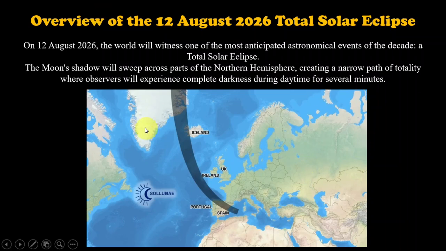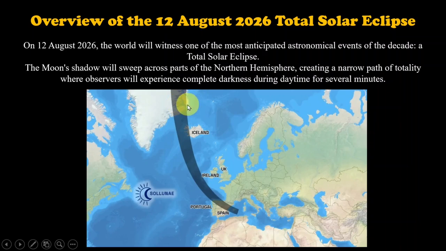Okay, so let me go through the overview of the August 12th total solar eclipse. Next week on Wednesday the 12th, there's going to be a total solar eclipse. It's going to start from somewhere in Greenland, and this is the shadow I showed you before. It's going to just move and stop somewhere in the Mediterranean. If you're in this path, you're going to see a total solar eclipse. We call it the path of totality. I'm going to explain what that means.